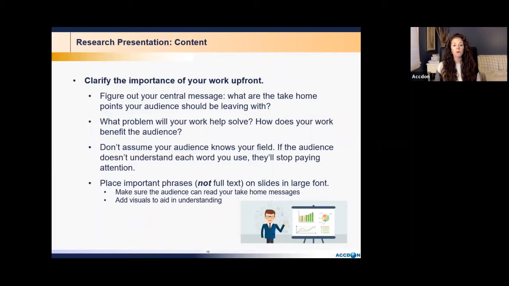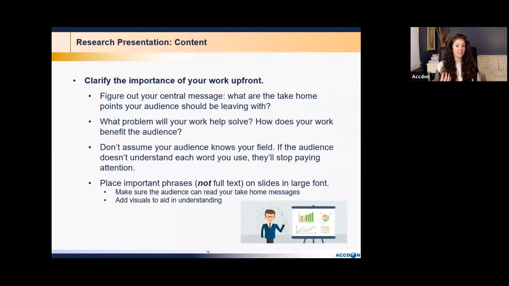Another good question is, what problem is your work going to help solve? And specifically, how does your work benefit the audience that you're talking to? So a good tip here is don't assume that your audience knows your field. Again, provide broad context and then specifically highlight why your work fits into that broad context and what question it's going to solve. In other words, if the audience doesn't understand each word you use, again, they're going to stop paying attention.